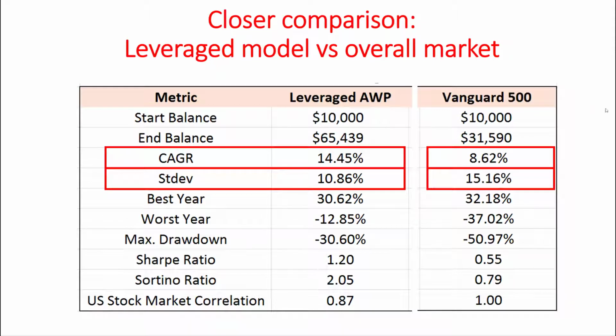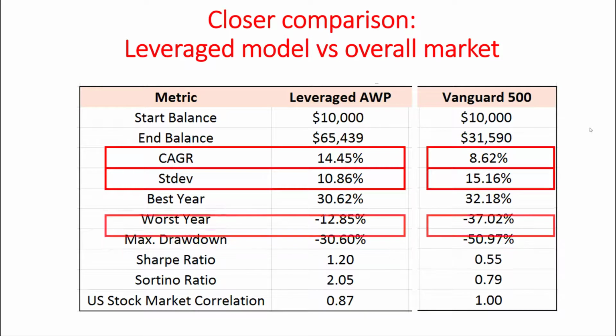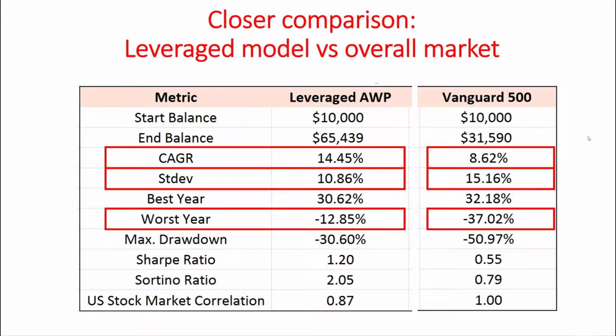As measured by standard deviation, the leveraged portfolio suffered on average 10.8% standard deviation, versus more than 15% from the S&P 500 index. In terms of worst year loss, the leveraged portfolio suffered a worst loss of 12.8% during this period of time, versus more than 37% from the S&P 500 index. And in terms of maximum drawdown, it suffered a maximum drawdown of 30.6% during this period of time, versus more than 50% from the S&P 500 index.